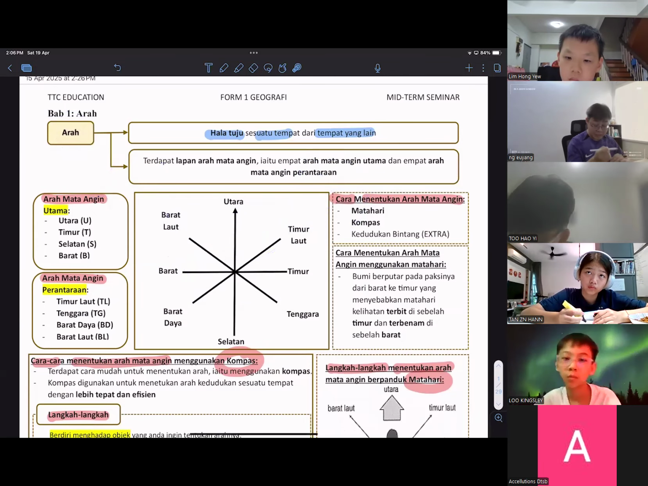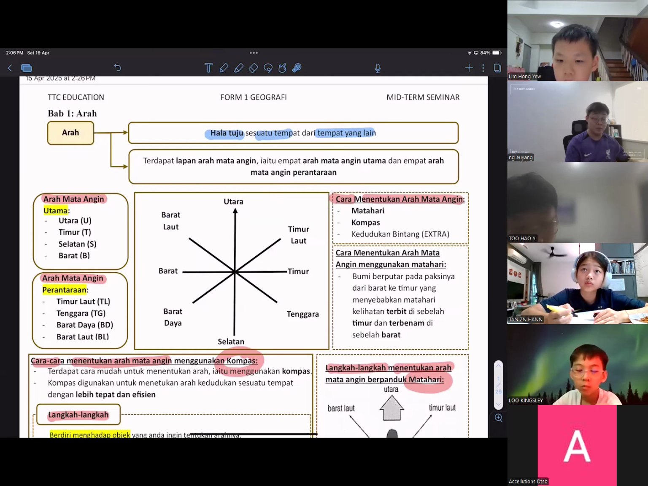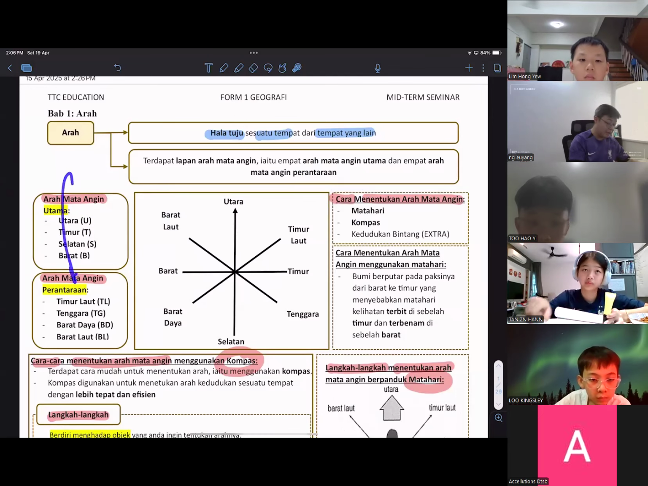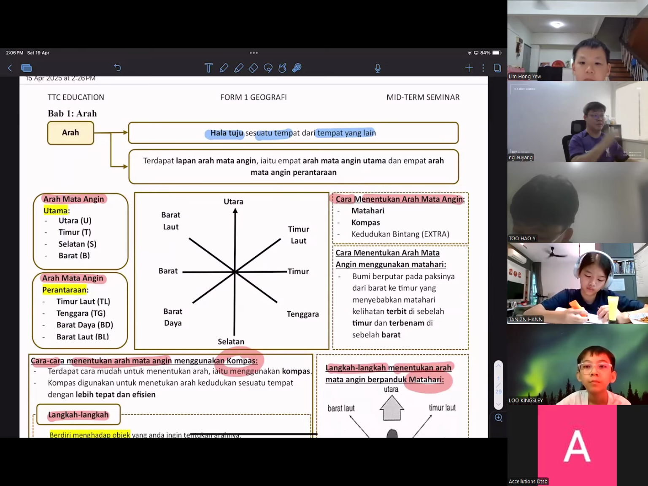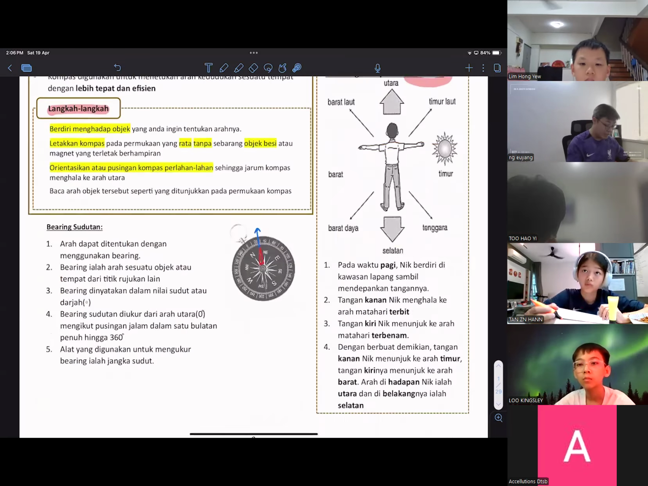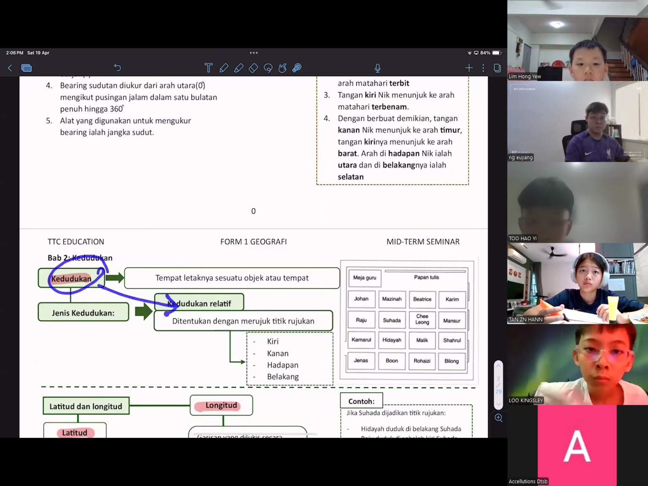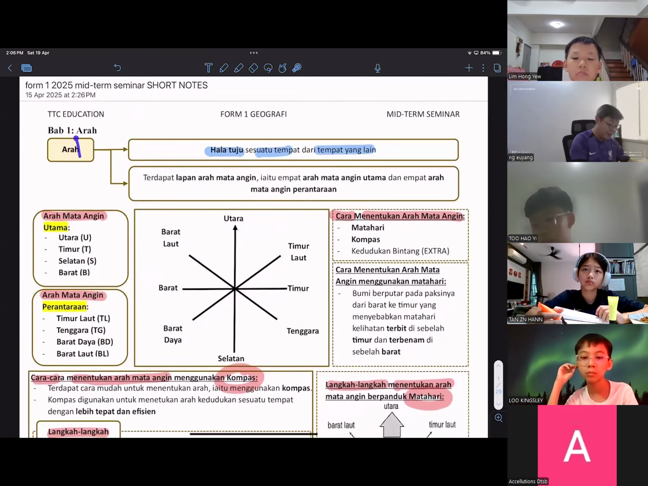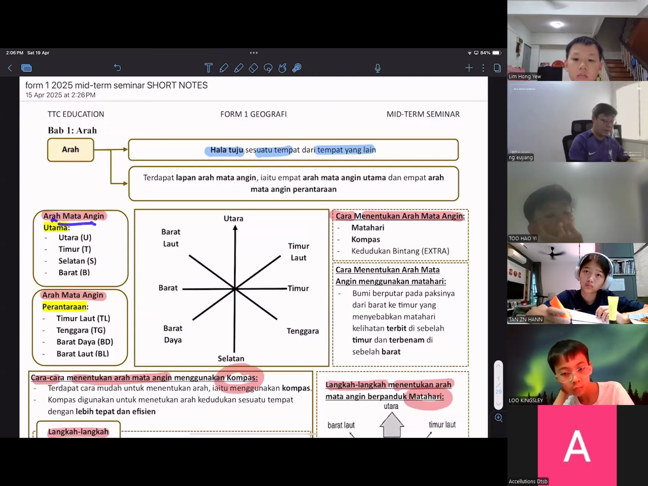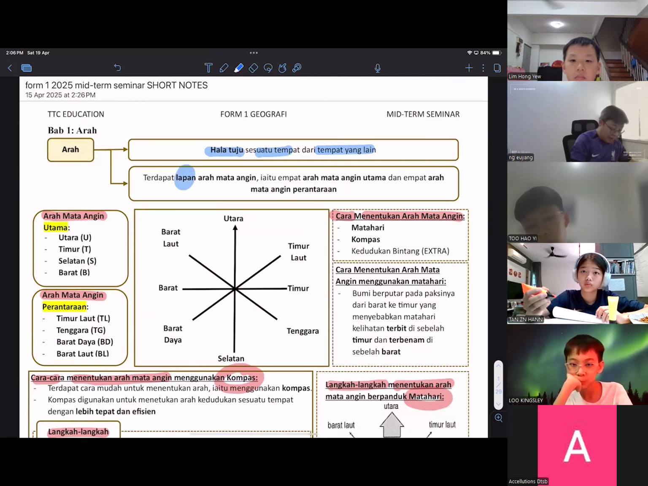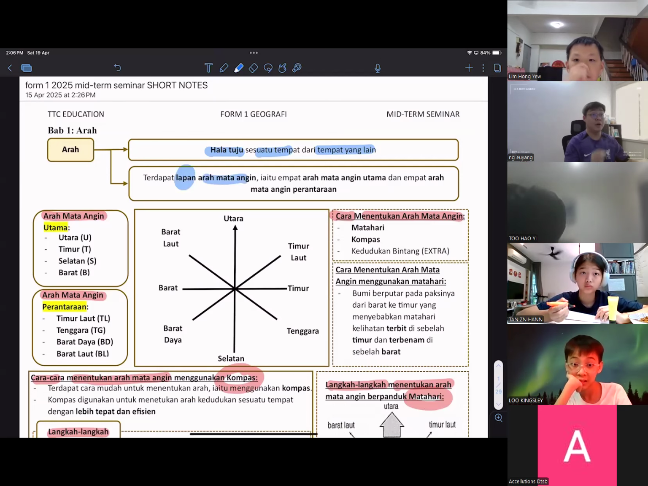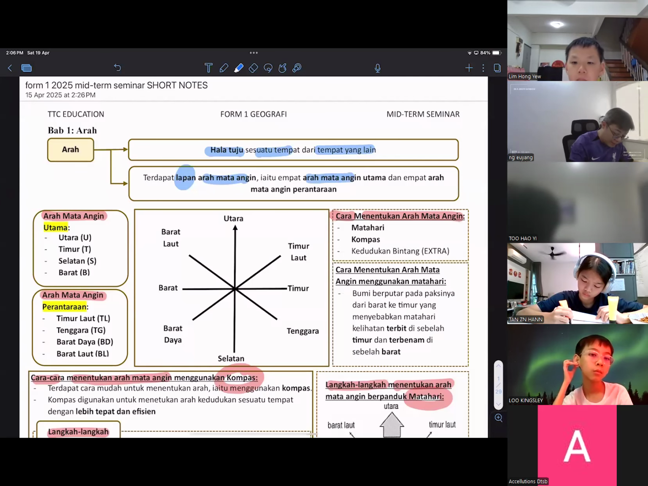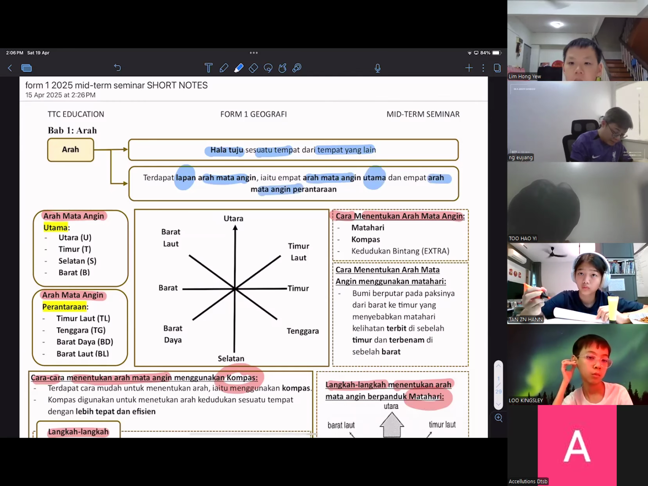So when we try to learn the arah, we have actually two different categories, which is arah mata angin utama, related to the north, east, south, west, and then the arah mata angin perantaran. Because if we are trying to refer to the front, back, left, and right, that one is known as kedudukan relatif, which is your bab 2. So left hand side, right hand side, in front or the back is your bab 2. We are trying to focus on only bab 1, which is the wind direction, arah mata angin. So we have 8 arah mata angin. But if the question asks for how many categories of arah mata angin, then we will have 2: arah mata angin utama and arah mata angin perantaran.